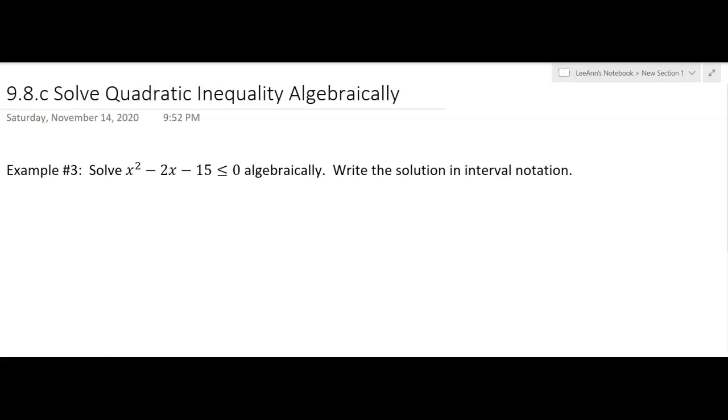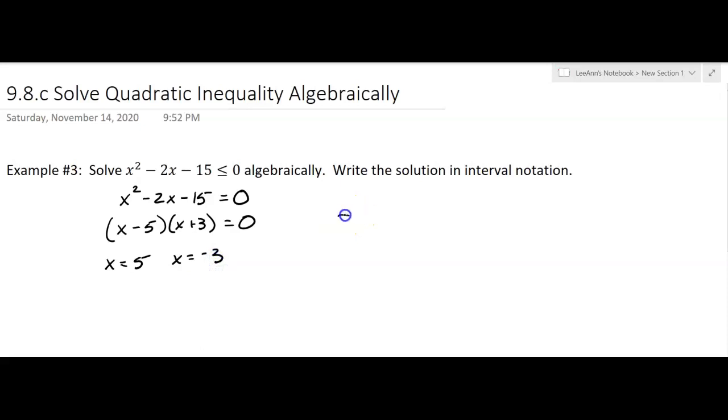So we're going to solve this one algebraically and not graphically. It's going to be similar to what we did when we had inequalities with rational expressions. What we're going to do is think of when this polynomial, this quadratic, equals 0. So when does x squared minus 2x minus 15 actually equal 0? Well, this factors as x minus 5 and x plus 3. And so you get x equals 5 or x equals negative 3.